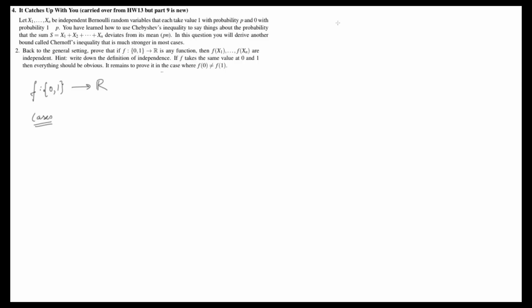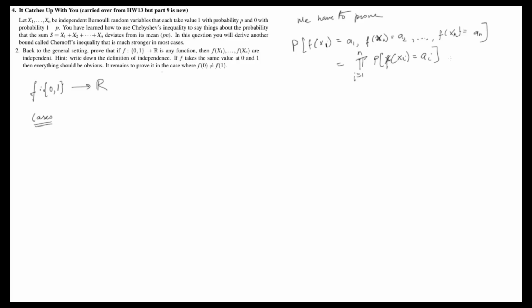So we have to prove, what do we have to prove? We have to prove that the probability that f(X1) is equal to a1, comma, f(X2) is equal to a2, all the way till f(Xn) is equal to an, is equal to just the product for i equal to 1 to n of the probability that f(Xi) is equal to ai. That's what we're trying to prove to show independence.